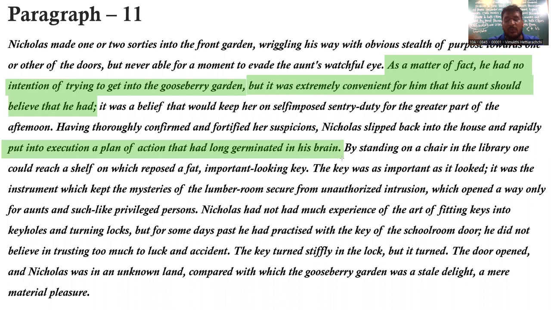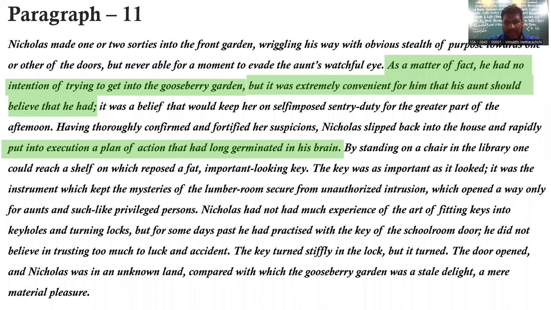By standing on a chair in the library, one could reach a shelf on which reposed a fat, important-looking key. So first and foremost, he took the key. He used the chair in the library to do that. So can you understand? He has a plan. He is working according to a plan. So can you understand the difference between adults and children now? Certain children, they are very smart. They are very intelligent.